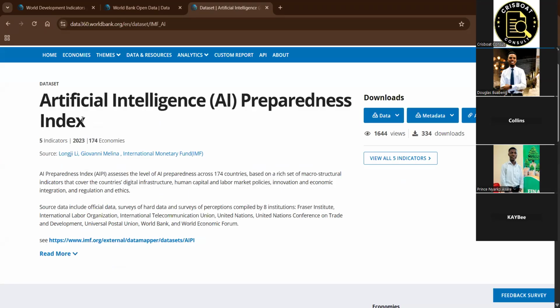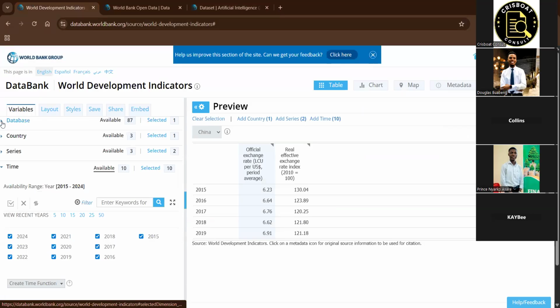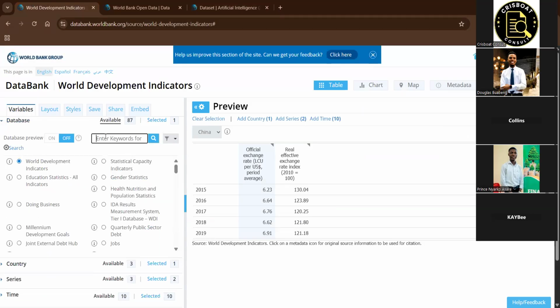Can we use maybe employment or something like employment? That's excellent. AI preparedness and the employment or unemployment relationship. How is the adoption of AI going to affect or improve employment and unemployment? So you can see, Collins, the unemployment or employment data, you can get it from WDI. WDI has the employment or unemployment rate.